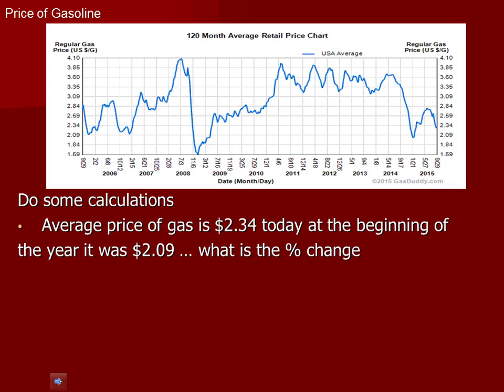We should get 11.9 or 12%. I got 2.34, which is today's, our new price. Our original price was 2.09. I divide and subtract 1. I get 0.119. There is an increase of 11.9% in gas prices so far this year.